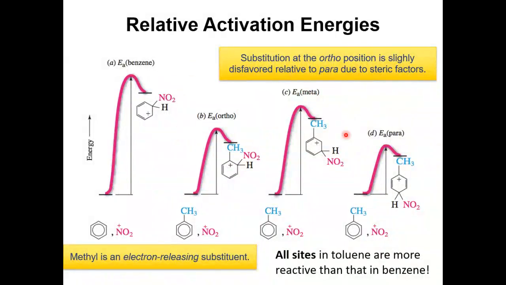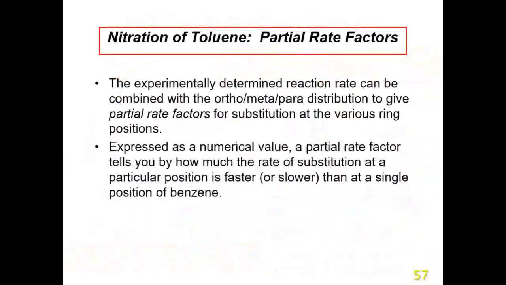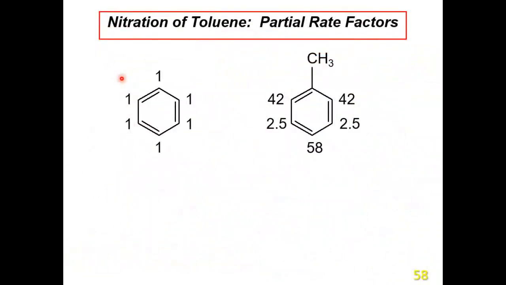But all those three sigma complexes are more stable than that of unsubstituted benzene, because after all, the methyl group is an electron donating group. So it increases the stability of the sigma complex. Now, we can also combine the rate and the distribution of the EAS reaction product.